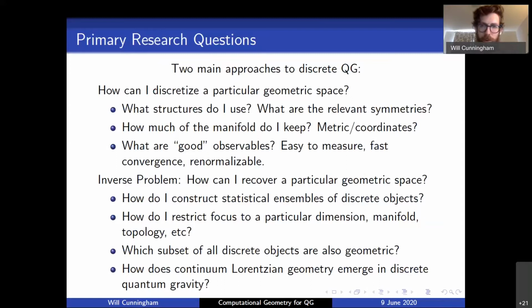What structures am I going to use? What are the relevant symmetries that I'm encoding in these structures? How much of the manifold am I going to keep? Am I going to be keeping information about metric and coordinates or just structural information? And then what are good discrete geometric observables, and what does good even mean? In this case, it's going to mean easy to measure, fast convergence, and renormalizable.